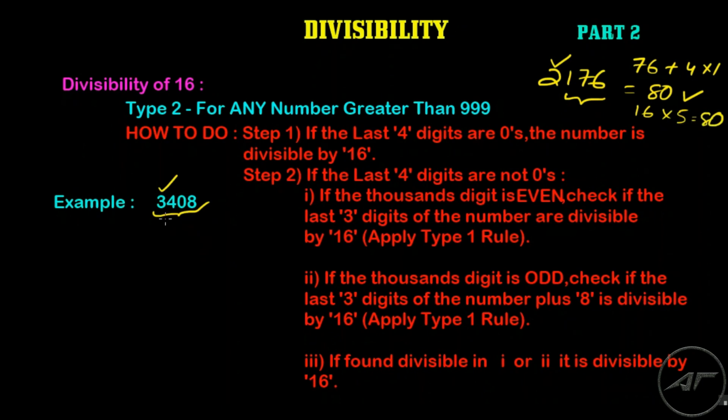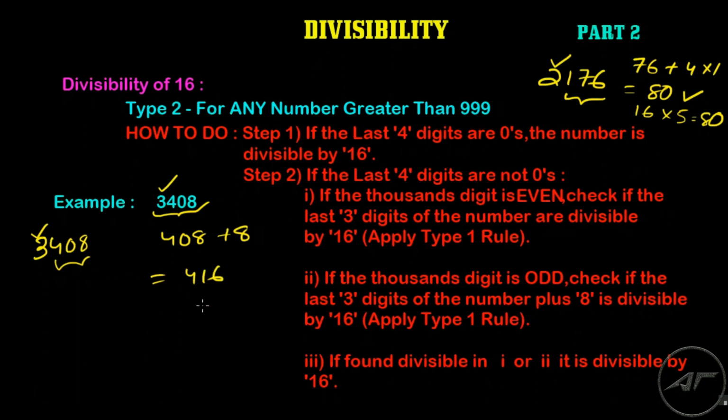Now if the number is given like 3408, where the thousands digit is not even and it is odd, check if the last 3 digits of the number plus 8 is divisible by 16. So the number given is 3408, where our thousands digit is odd. So our last 3 digits are going to be 408. We'll add 8 to it, which is going to be 416.